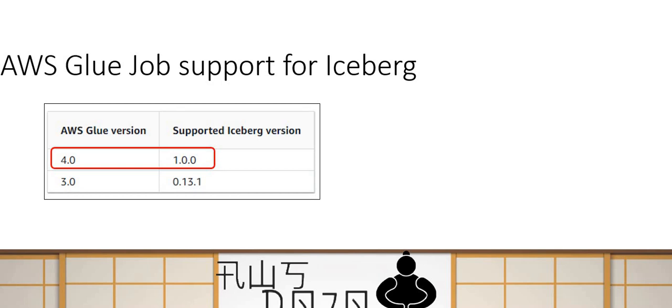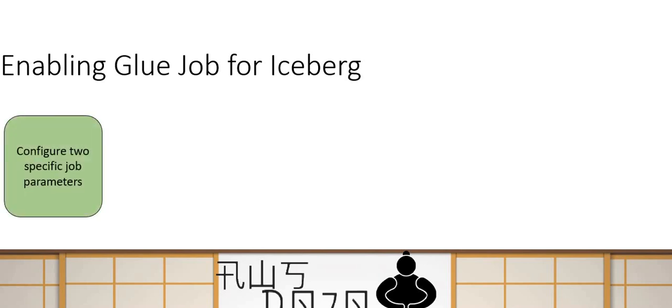So moving forward. What does it take to enable a Glue Job for Iceberg table? The configuration is pretty straightforward, but it's a very particular configuration which you have to do. Basically you have to configure two specific job parameters, and your Glue Job will start supporting Iceberg table. The first configuration is you have to use --datalake-formats as a key for your job parameter, and your value should be iceberg. This tells the Glue Job that you are working with the Iceberg table format, data format I mean.